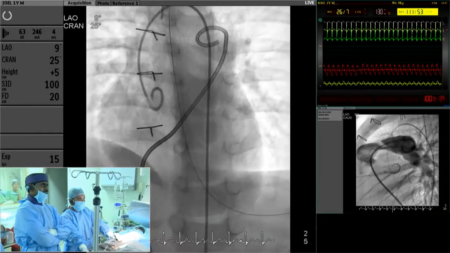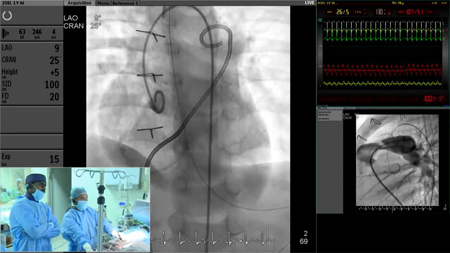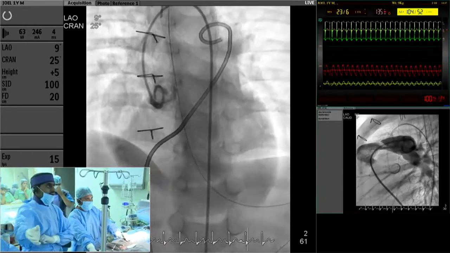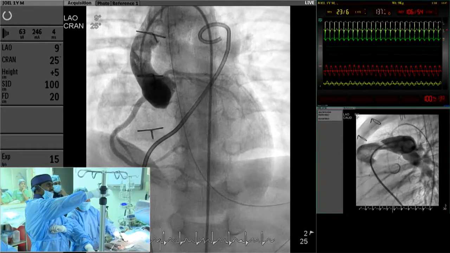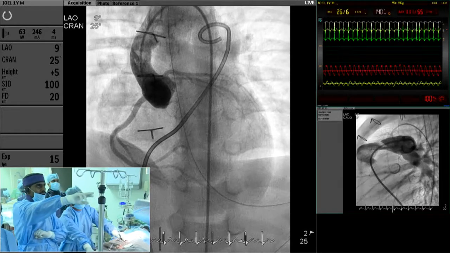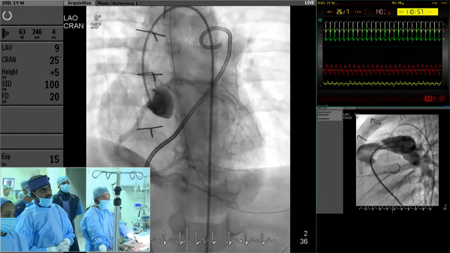Next picture. So this is the native aortic root. So the native aortic root shows the right coronary. Freeze it. Yeah. So the right coronary gives off the LAD, which is coursing below the circumflex and going all the way down. Keep running. So that is the LAD.